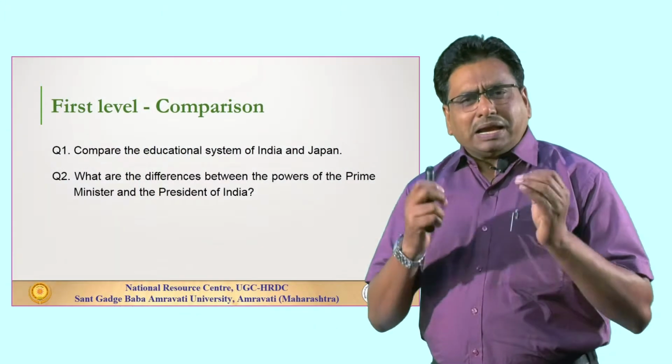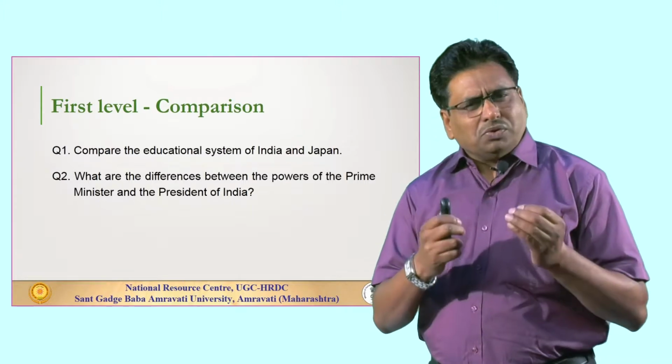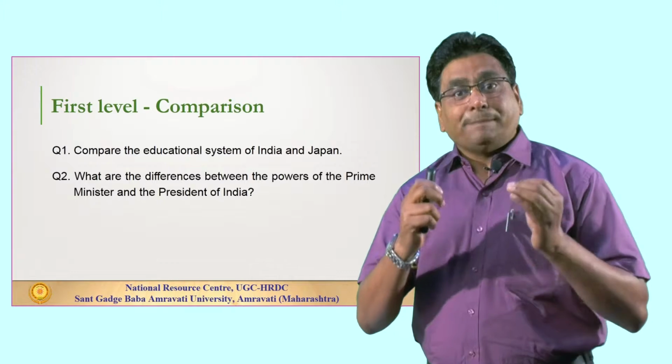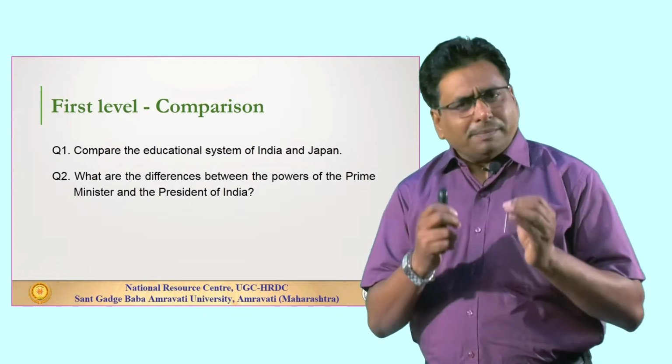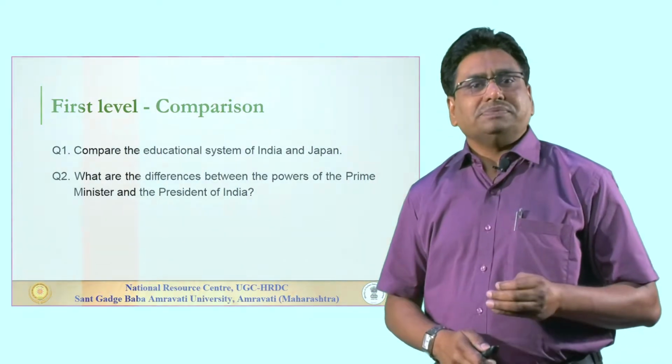First level, comparison. In comparison level of questions, the students are asked to find out similarity and dissimilarity between two or more ideas or concepts. For example, question number 1, compare the educational system of India and Japan. Question number 2, what are the differences between the powers of the Prime Minister and the President of India? Here, the first and second questions state comparison between two concepts.